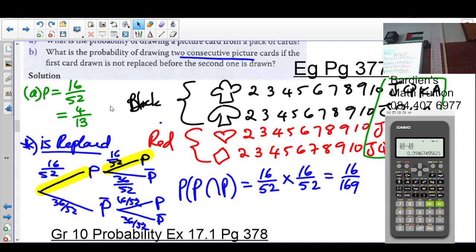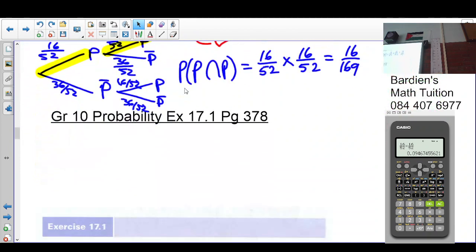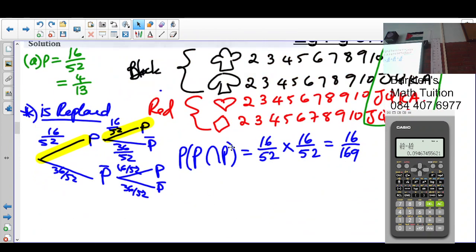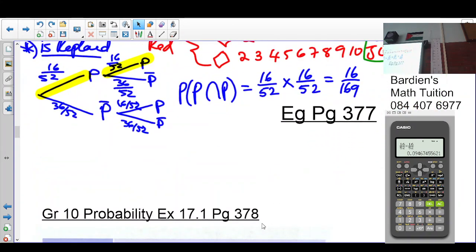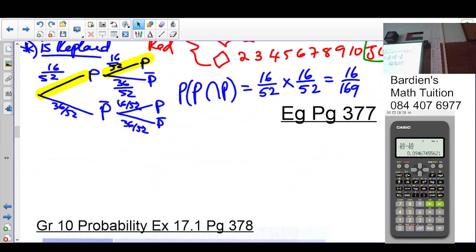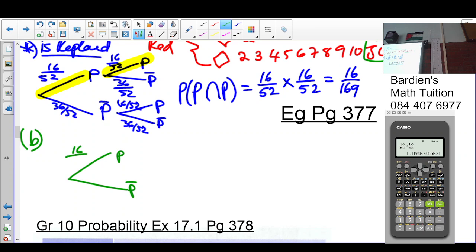So let's go to the question itself. The question says, however, the card is not being replaced. Okay. So let's look at that scenario. That was now B. So, if I shuffle the deck of cards, what's the chance of me drawing a picture card on the first draw? 16 out of 52. A non-picture? 36 out of 52.